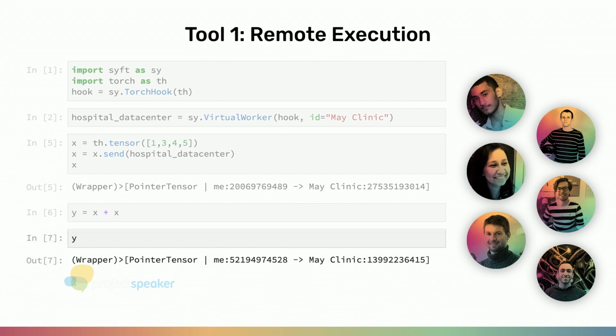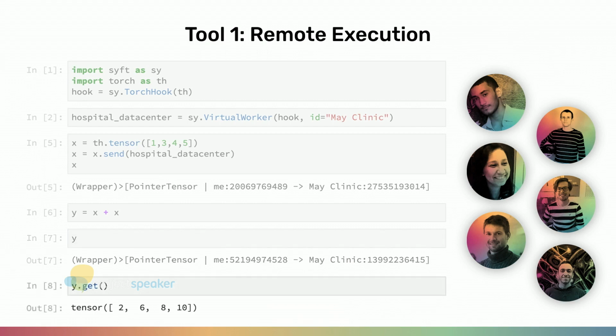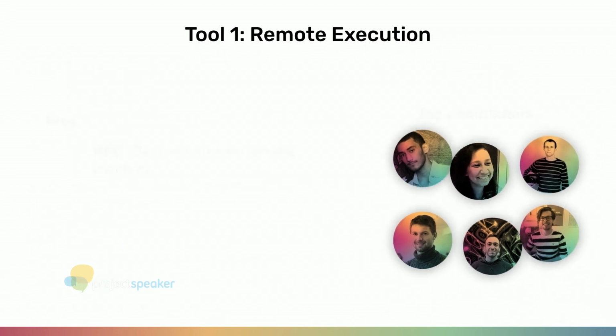The implication of these pointer tensors is that now we can use the normal PyTorch API, things we already know how to do, to orchestrate complex operations across multiple different remote machines. Now, finally, we have this very special command at the bottom here, .get, which requests information from the remote machine to be sent back to me. More on that in a bit.